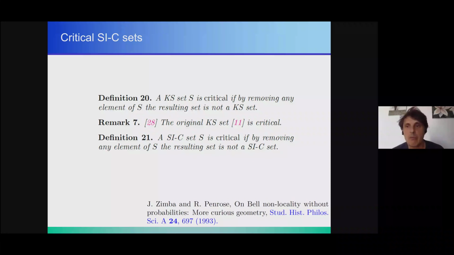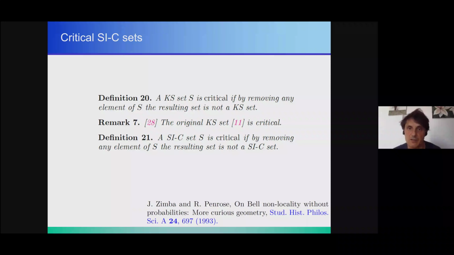However, as Otfried Kühne mentioned in his talk the first day, in the book of Asher Peres, and actually in the paper of Asher Peres in 1991, Peres says that some particular Kochen-Specker set he's presenting is critical. Well, it was not. That's how we discovered the 18-vector Kochen-Specker set. Following this definition, we would define a state-independent contextuality set as critical if by removing any element of this set, the resultant set is not a state-independent contextuality set.